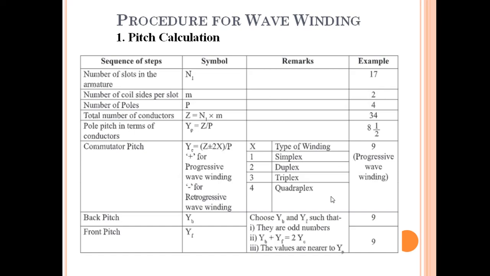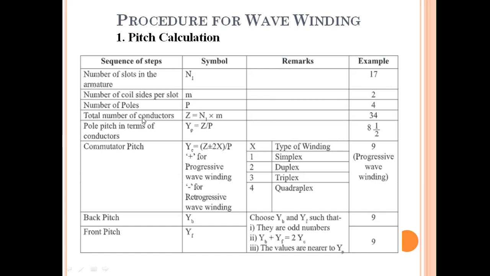Let us quickly discuss the procedure for wave winding. As I already said, here also we have three steps: pitch calculations, writing a winding table, and then developing a winding diagram. Coming to the pitch calculation, the number of slots is represented by NL, and I am taking an example of 17. The number of coil sides per slot is m, and I take m equals 2. If m equals 2, it is a double layer winding. The number of poles, p, is 4.